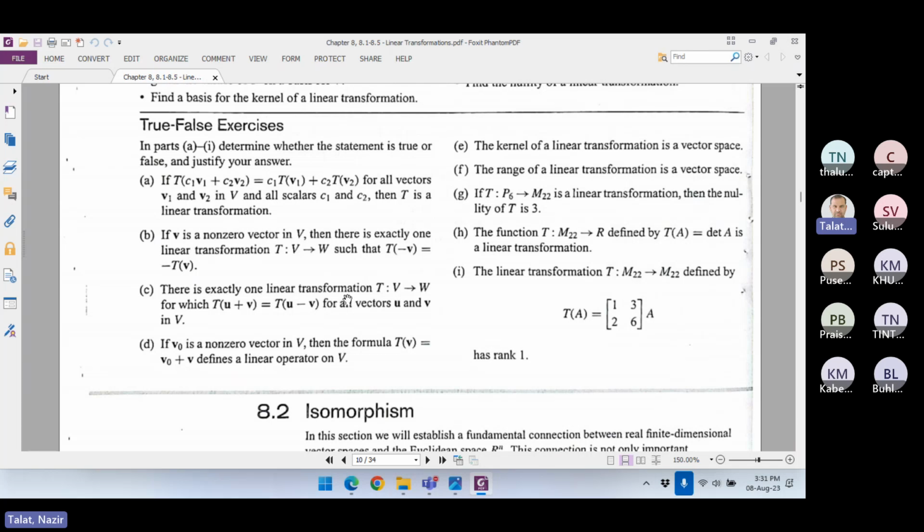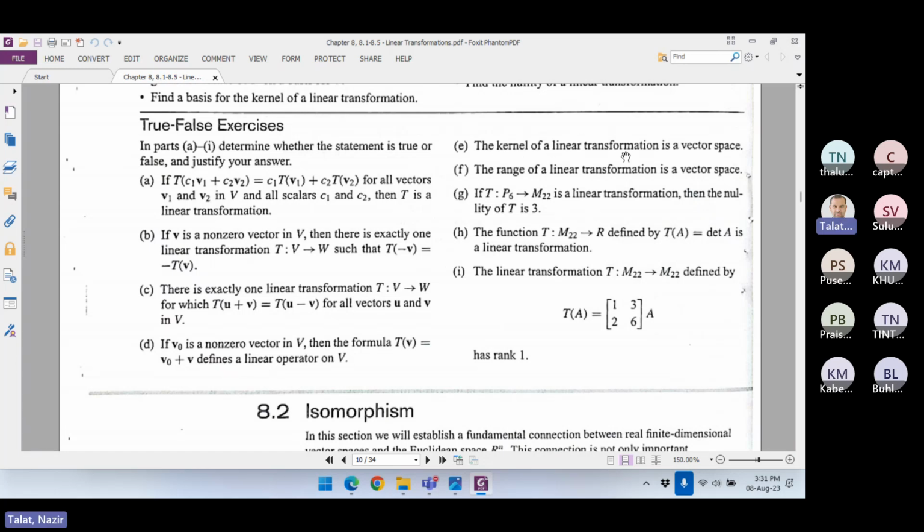There is exactly one linear transformation T for which T of u plus v is equal to T of u minus v for all vectors u and v. Yes, and it is only the zero operator. The zero operator will satisfy this condition, and it's unique, and for all u and v it is true. And if v naught is a non-zero vector, then the formula is defined as a linear operator? If v naught is non-zero, then it will never be a linear operator, because this v naught makes a problem. So v naught must be zero.